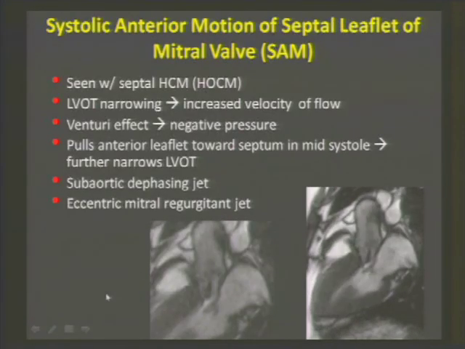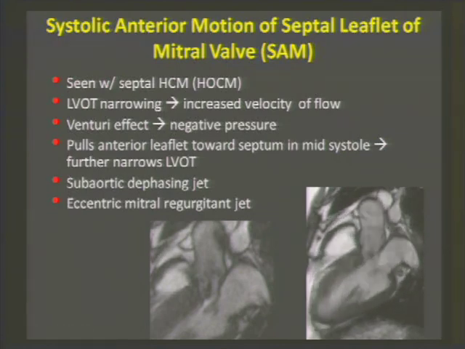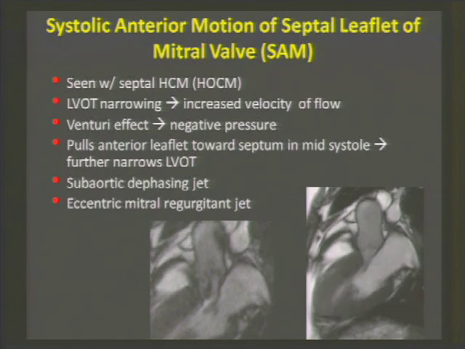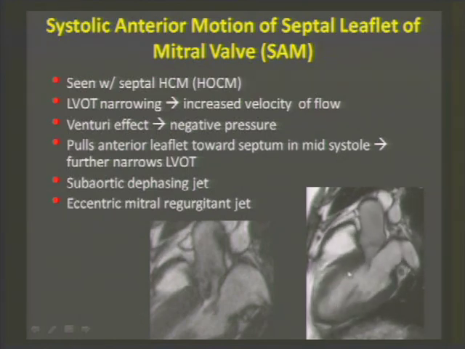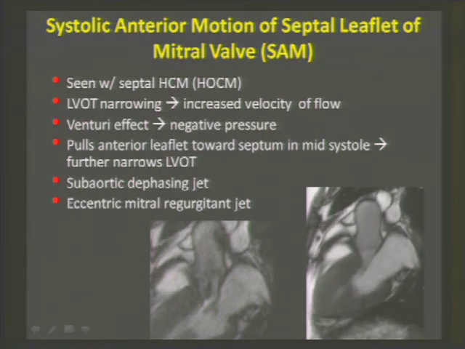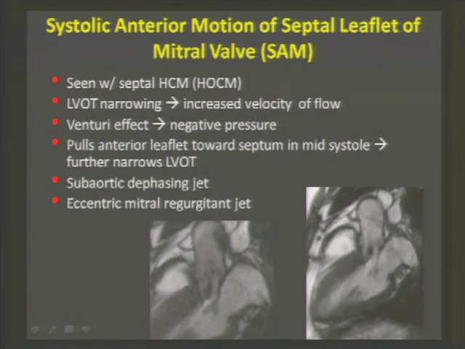Systolic anterior motion of the mitral leaflet is something that's described with hypertrophic cardiomyopathy. It's seen with a septal variant, and the septal variant, therefore, is obstructive. Because of the left ventricular outflow narrowing from that thickened myocardium, there is increased velocity of flow that, based on the Venturi effect, causes a negative pressure, which pulls the anterior leaflet of the mitral valve towards the septum during mid-systole.